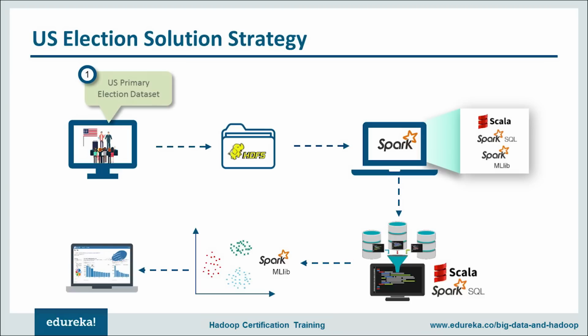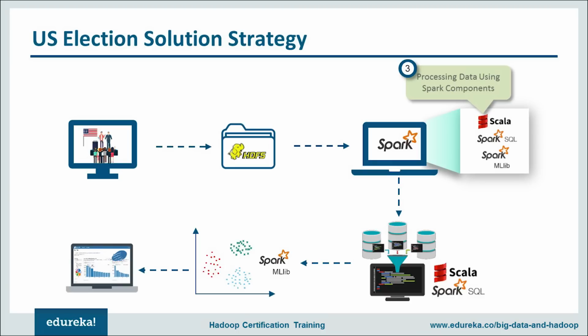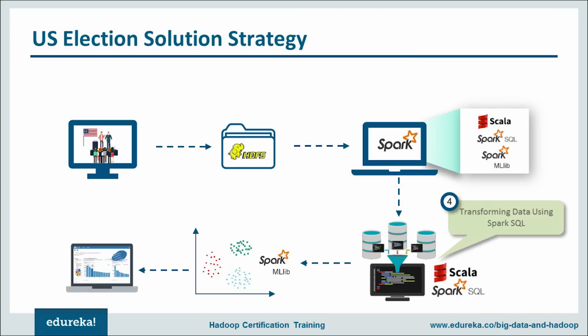So the first thing you will do is that you need a data set, and you've got 2 data sets with you. The second thing that you'll need to do is to store that data into HDFS. Now, HDFS is Hadoop Distributed File System, so you need to store the data. The next step is to process that data using Spark components, and we will be using Spark SQL, Spark MLlib, etc. So the next task is to transform that data using Spark SQL. Transforming here means filtering out the data and the rows and columns that you might need in order to implement or in order to process this.